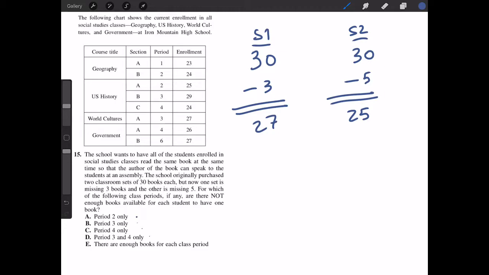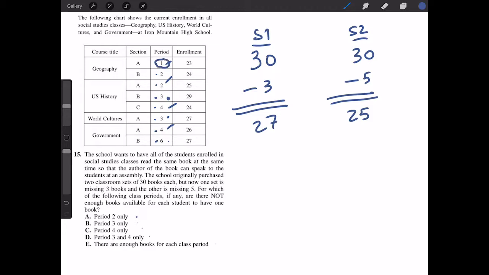So we have some choices here for each of the periods, and then there are enough books for each class period. So how do we tackle this? Well, if you think about it, you need to just take it in steps. First, how many periods do we have? Well, we have 1, 2, 3, 4, 6. So we have period 1, period 2, period 3, period 4, and period 6.